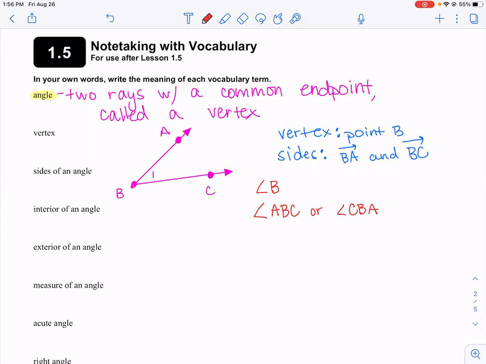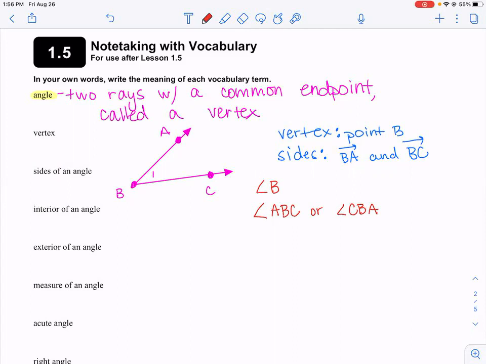What's your question, Tyler? Why would you like to do that? Let me show you. Just look up here. I can go A to B to C, and I just drew my angle. I can go C to B to A, and I just drew my angle.